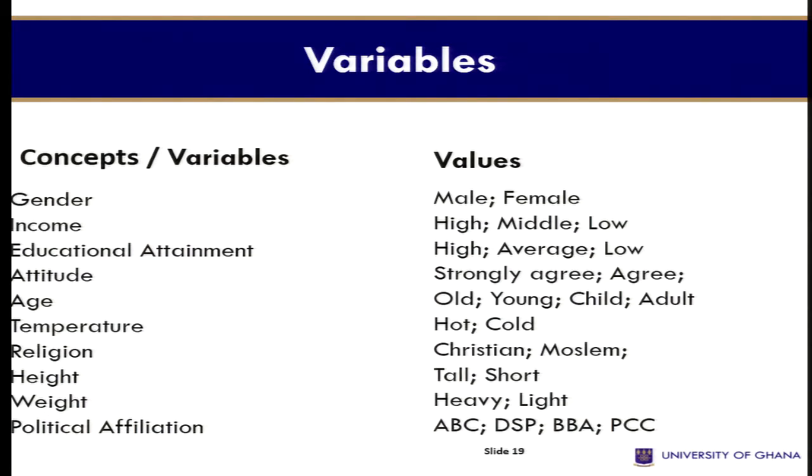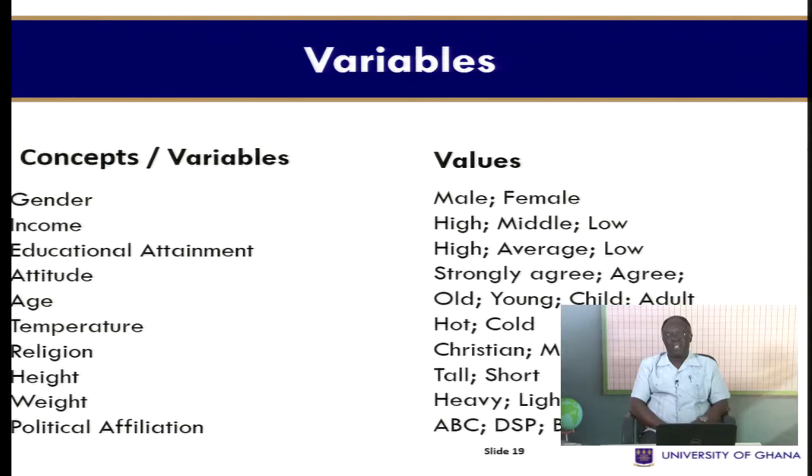On the left-hand side of the screen, you find some words. These are concepts. Gender is a concept. Income is a concept. Educational attainment is a concept. All those words on your left-hand side are concepts. Now, how do they become variables? They become variables because they take on more than one value.